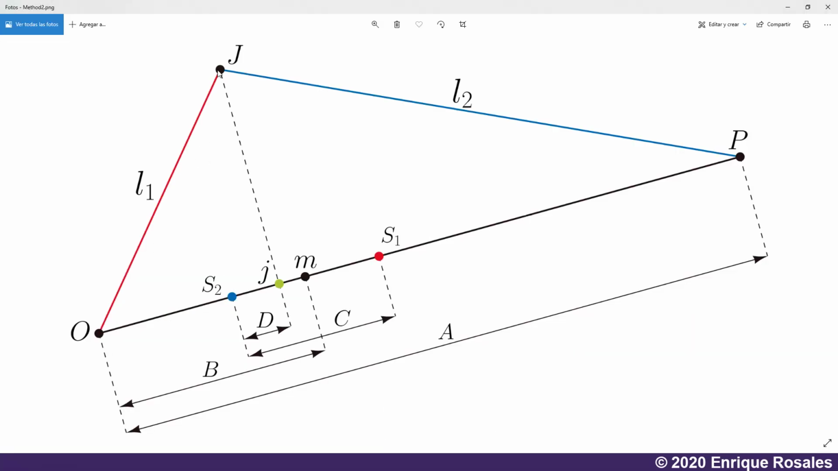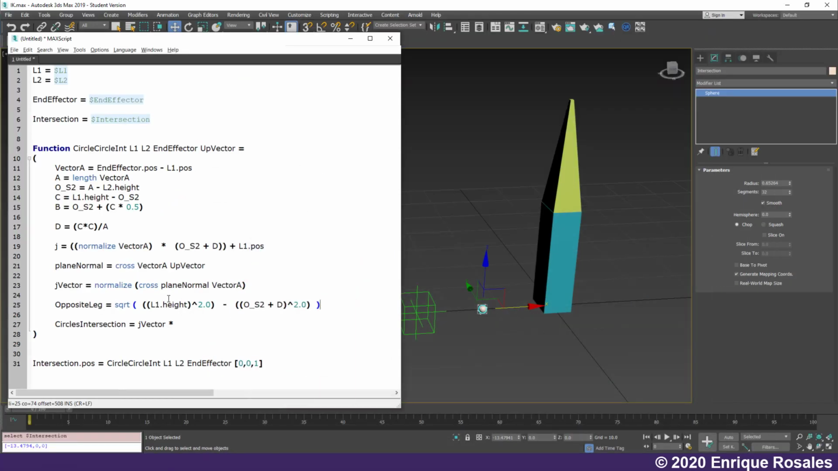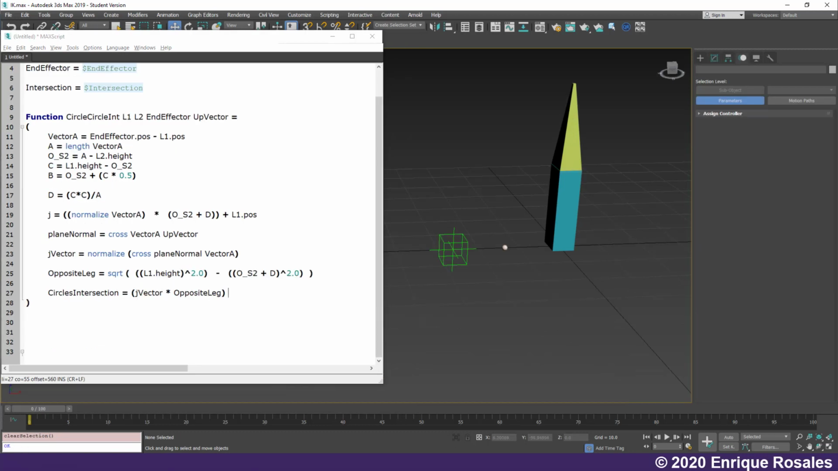So this will be the square of this minus the square of this distance, which is basically O to S2 plus T. So the opposite leg is basically that distance already. So the circle intersection will be the J vector times this. It's the J vector times the opposite leg, but we also need to add J, right?